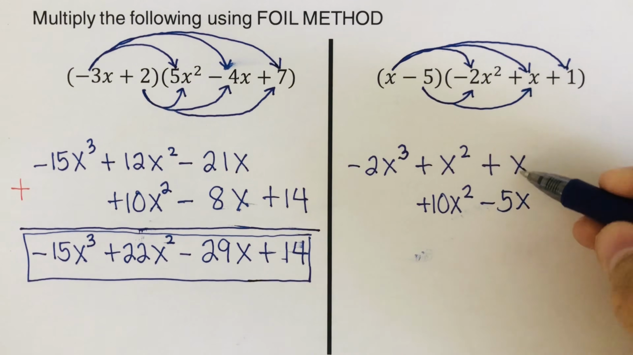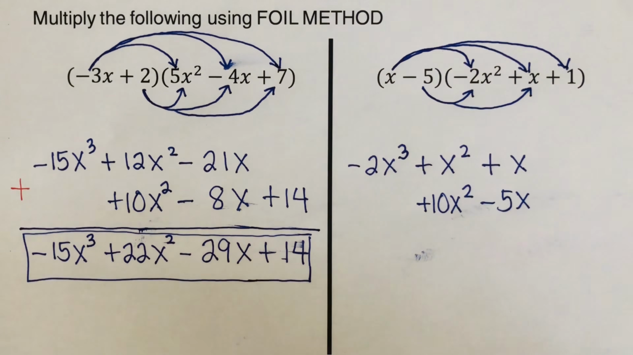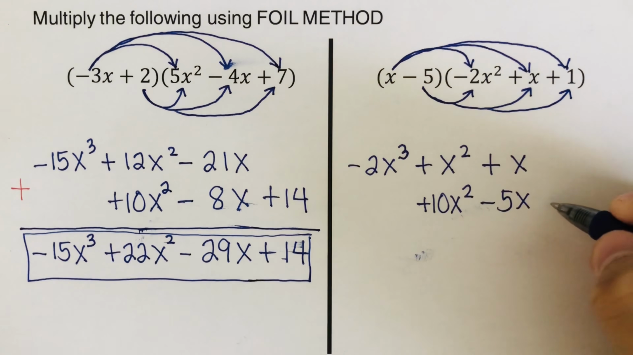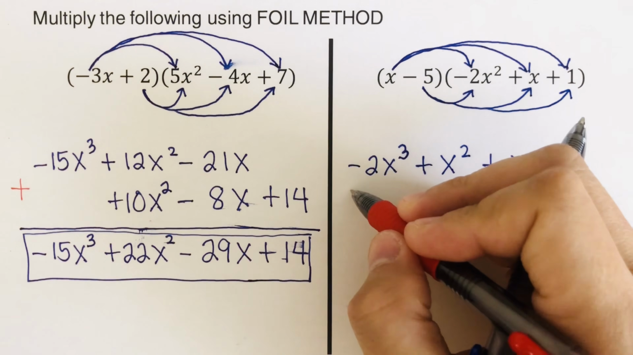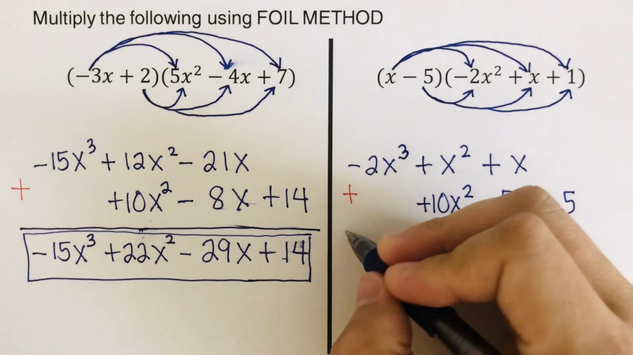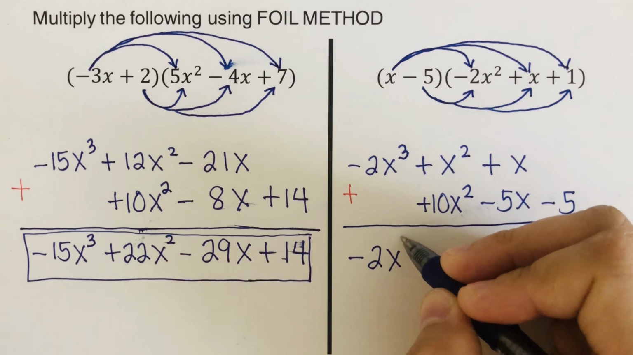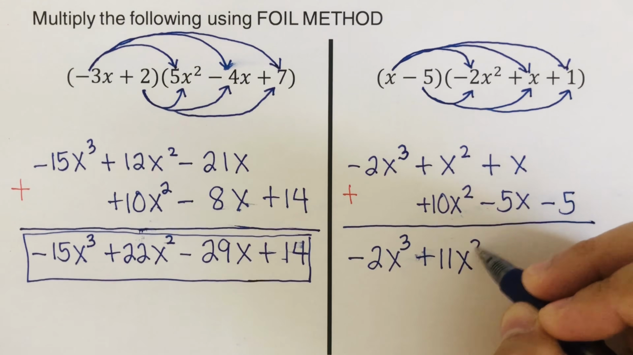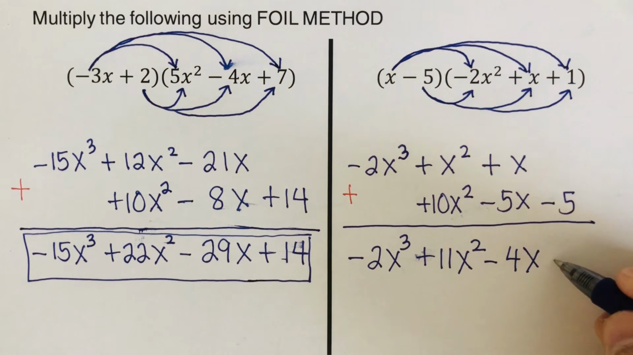As you can see, both x's and x squared are on the same line, because we're going to be adding them together because they're like terms. And then the last one that we have here is negative 5 and 1. That would be a minus 5. So then from here, we go ahead and add them up together. So then we are able to get the final answer. So we bring this down. So that's negative 2x cubed. And then we have plus 11x squared. This would be a negative 4x. And then we have a minus 5.